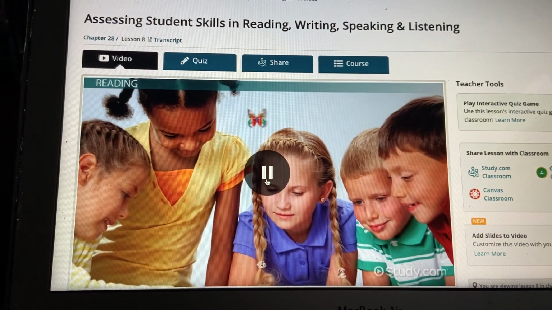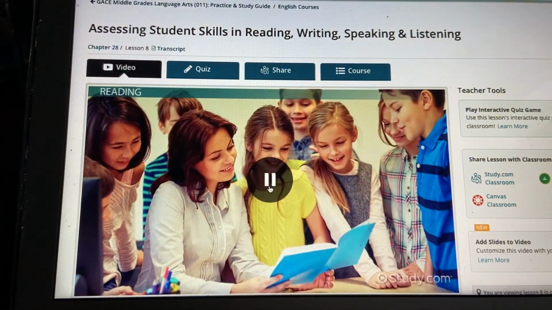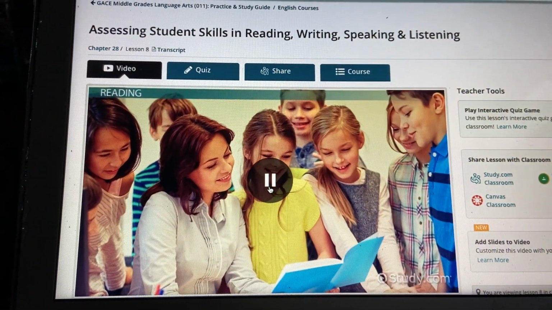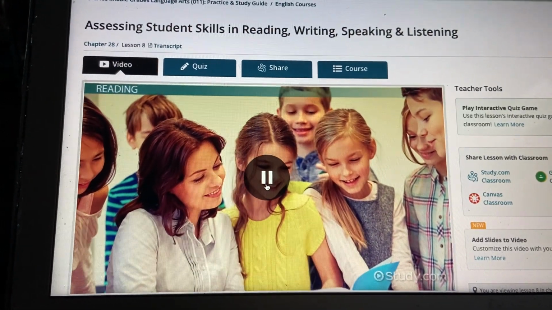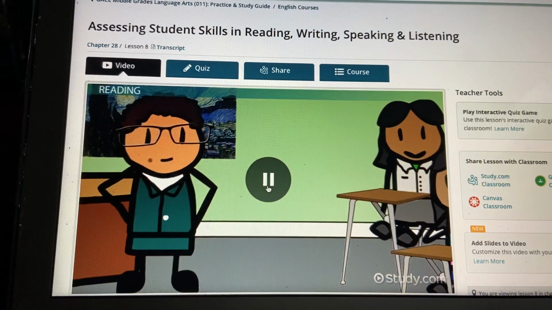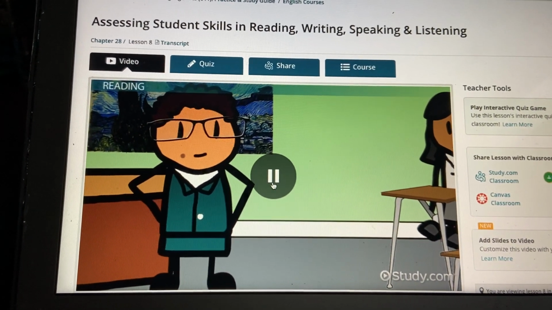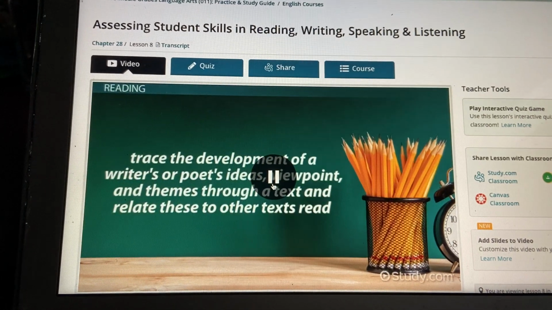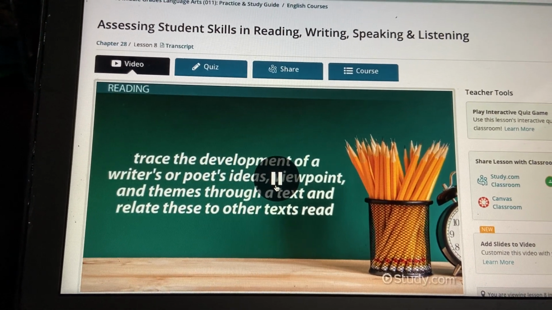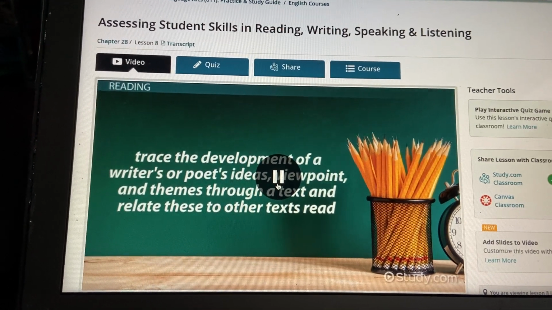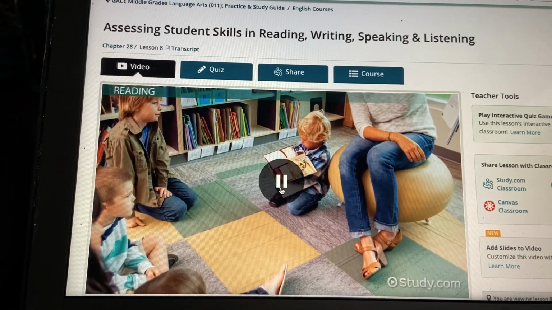Since reading is a very internal skill to develop, assessing it can be tricky. The overall purpose of assessing for reading skills is to verify students are learning how to personalize and interpret a variety of texts. Let's use a sample learning standard or objective to discuss ideas for assessing reading skills. Trace the development of a writer's or poet's ideas, viewpoint, and themes through a text, and relate these to other texts read. This standard focuses on theme, which is the moral or message of the story.